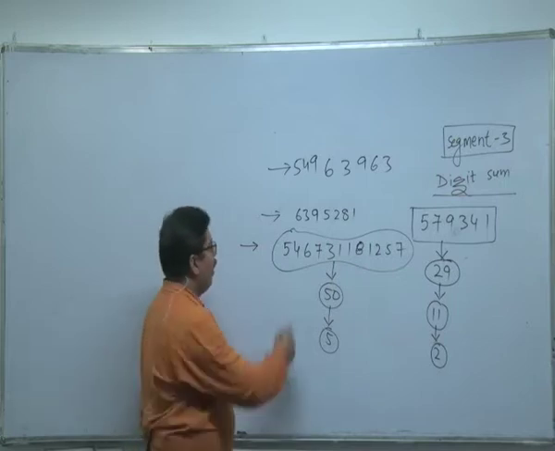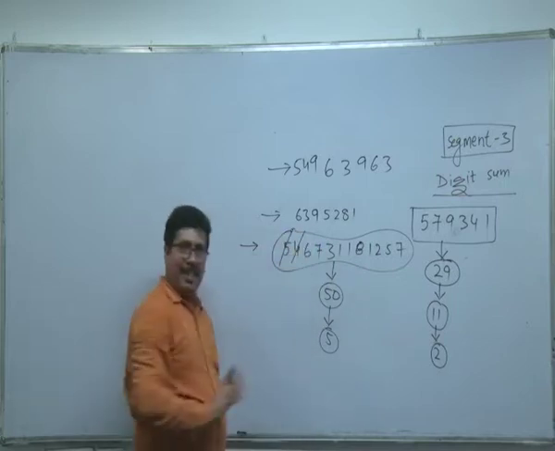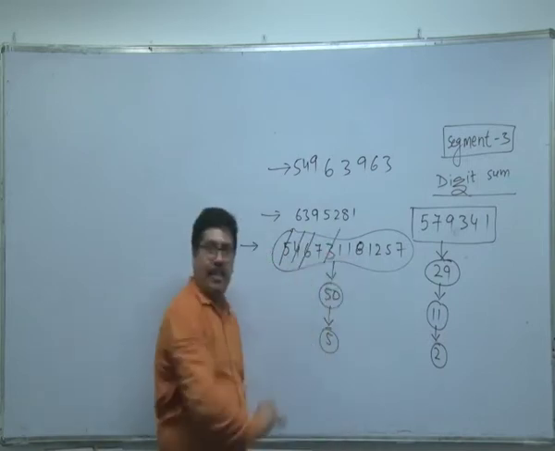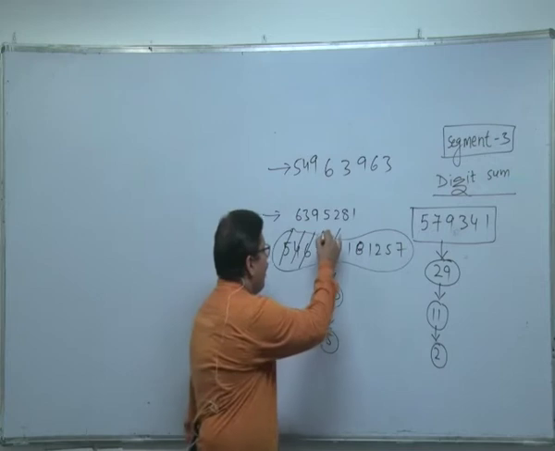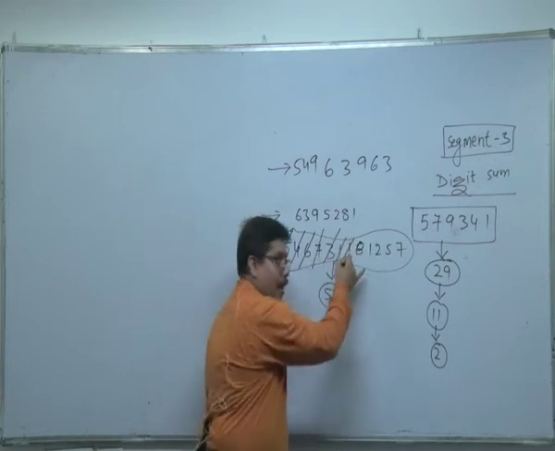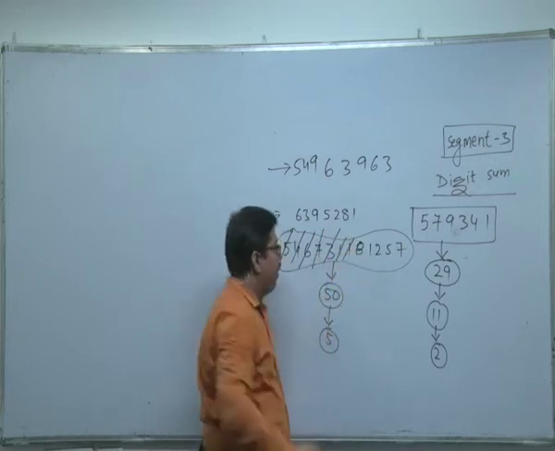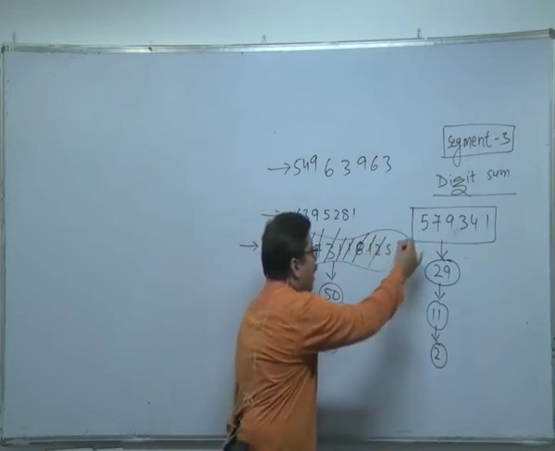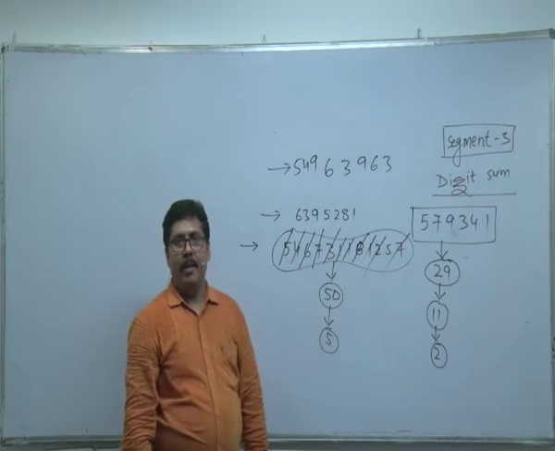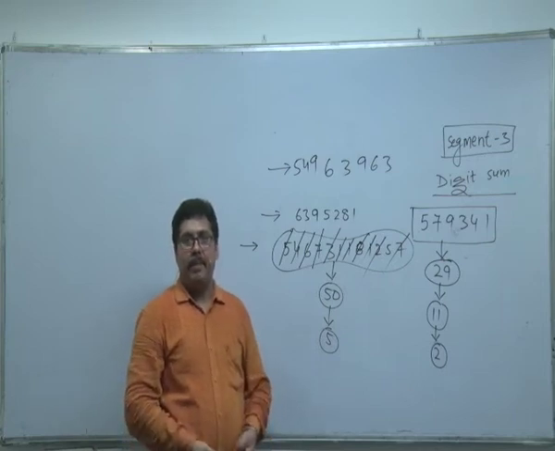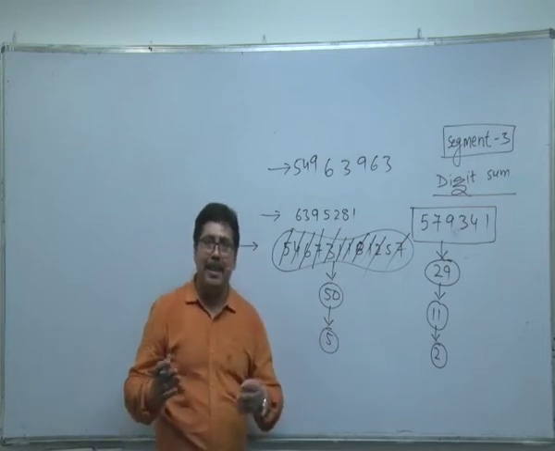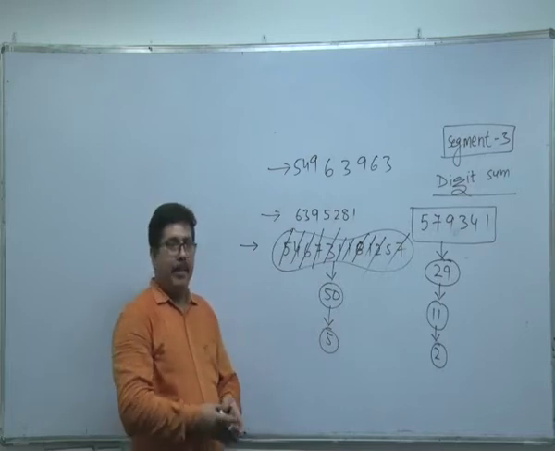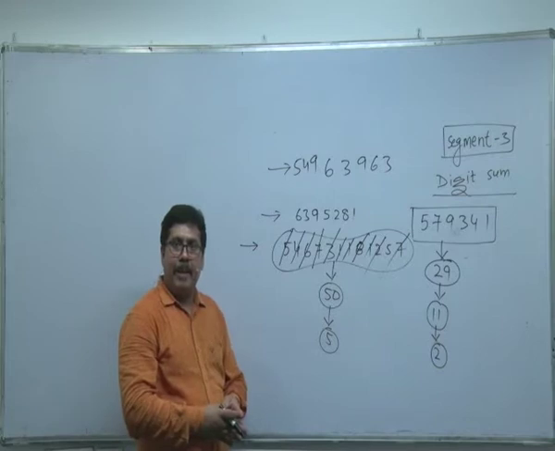Right? 5 and 4 is 9. 6 and 3 is 9. 7, 1 and 1 is 9. 8 and 1 is 9. 2 and 7 is 9. So we are left with only 5 now. Can you say 5 is my final digit sum? So 5 is the remainder when this number is divided by 9.